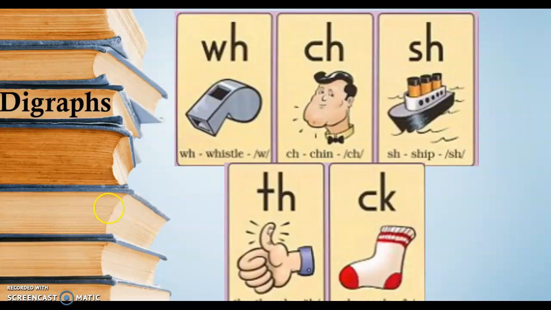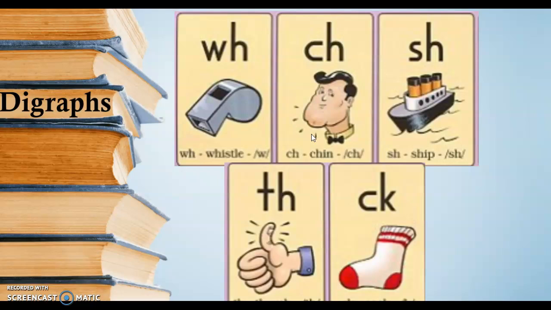Good. Digraphs. Today for the digraphs, I want you to think about CK, sock, K. We talk about how CK is always at the end of the syllable, end of the word, right? You'll never see CK at the beginning. And we're going to talk in a few minutes about one of the ways that CK can get a little tricky when they don't use CK at the end of the word. So just remember CK, sock, K.